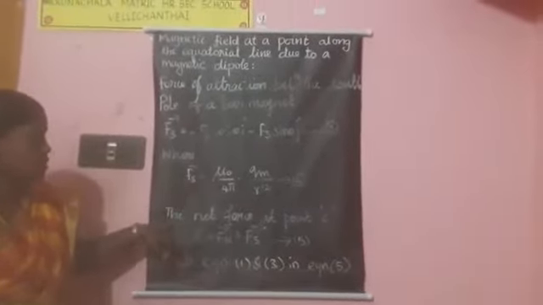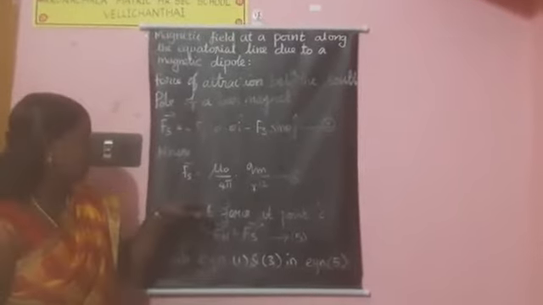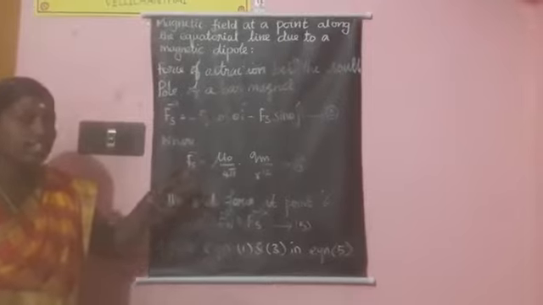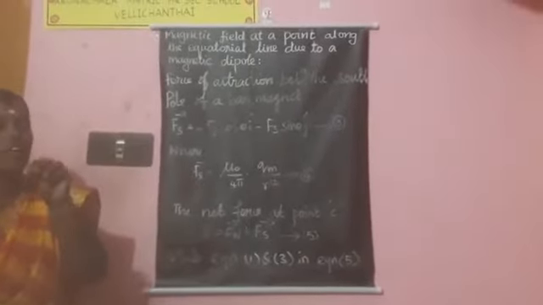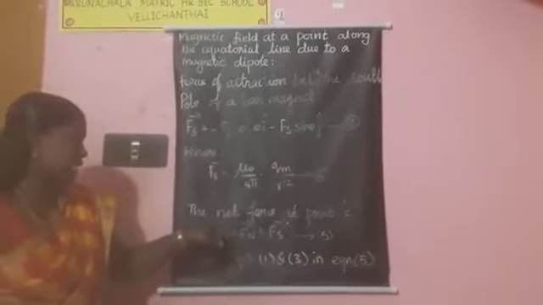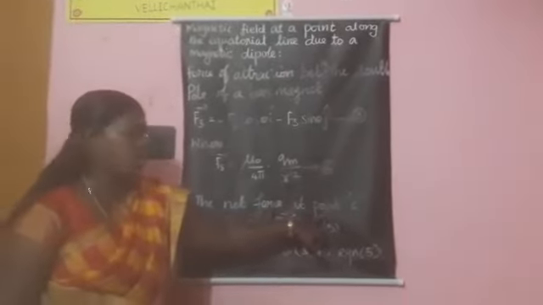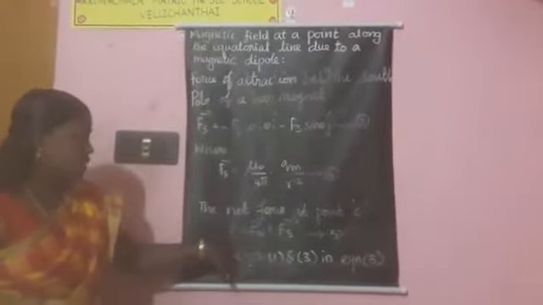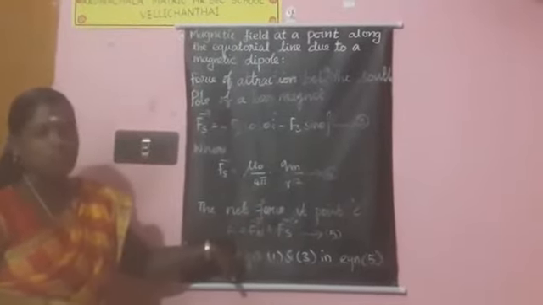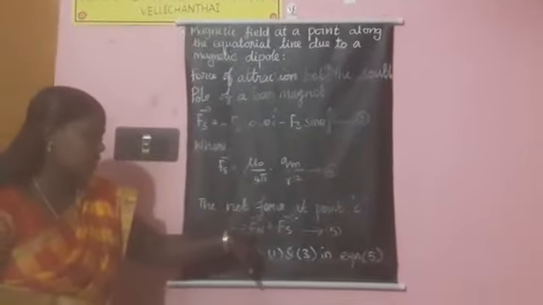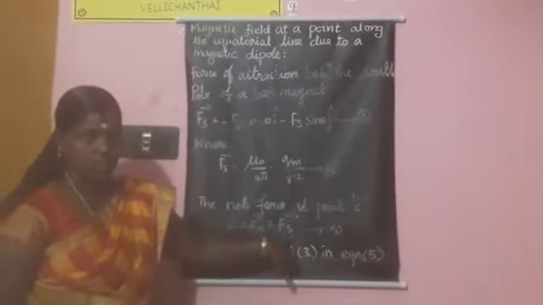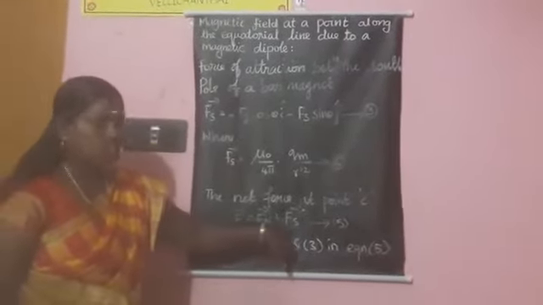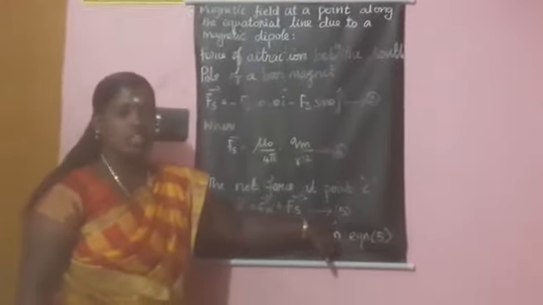The next two forces we got, two equations, Fs vector and Fn vector. Next we have to find the total force or net force at point C, the third pole strength. The net force is denoted by F vector, which equals Fn vector plus Fs vector. Already we got these two forces, north pole and south pole. This is equation number 5.